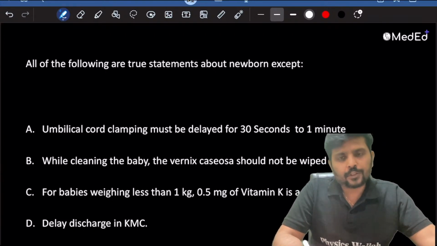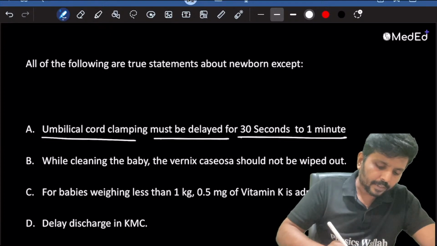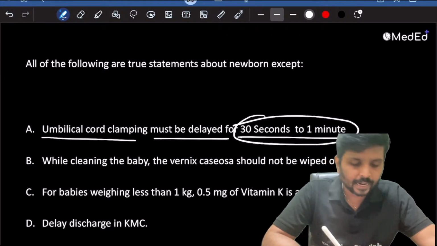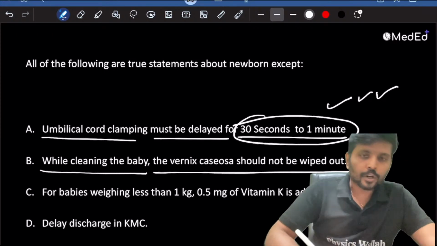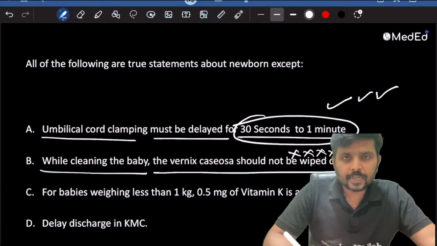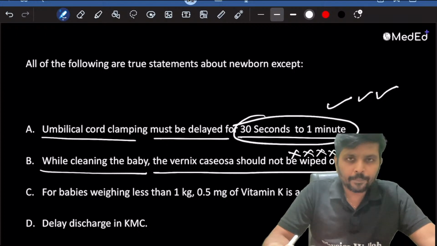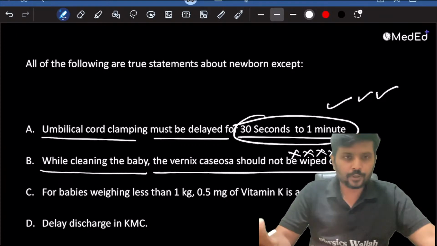Next question. All the following are true statements about newborn except: umbilical cord clamping must be delayed for 30 seconds. So this is the recent entry point. Yes, umbilical cord clamping should be delayed. While cleaning the baby, the vernix caseosa should not be wiped out. Yes, vernix caseosa is the one which maintains the temperature of the newborn. If you completely wipe the vernix caseosa, what will happen? The child is prone to hypothermia. You need to remove the amniotic fluid that is present over the child and not the vernix caseosa.